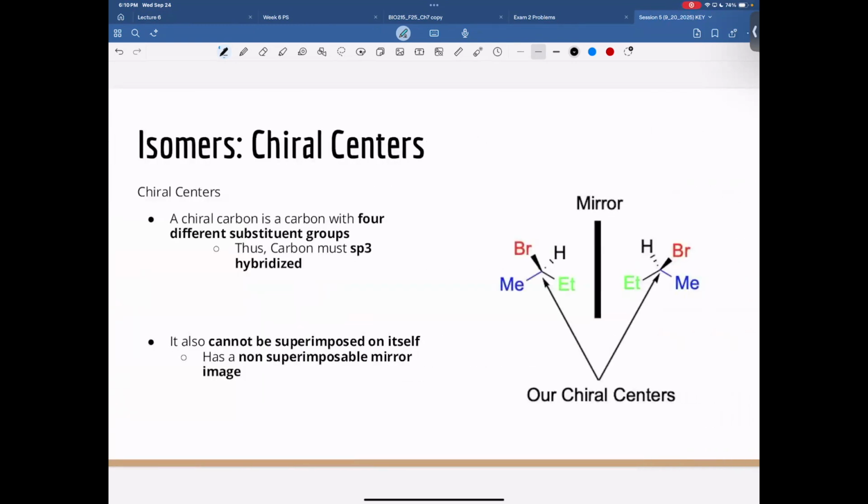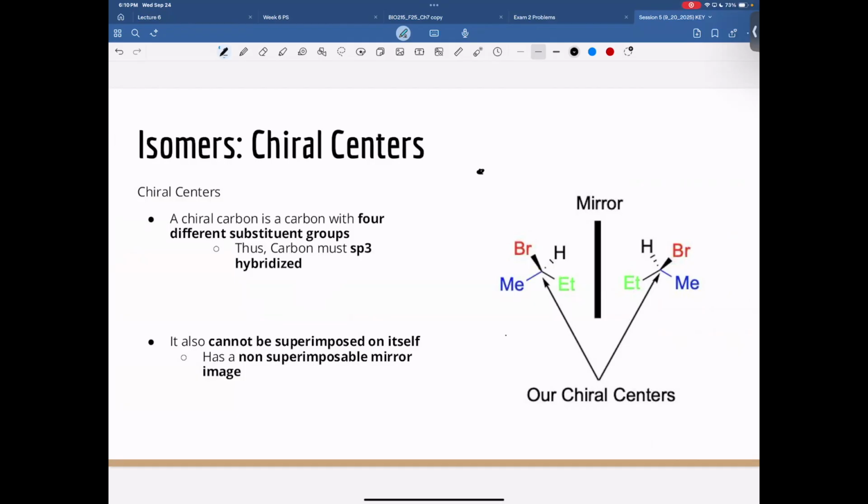Next, we're going to look at chiral centers. Chiral centers are pretty important. You'll see them a lot in organic chemistry 1 and 2, and you'll see them in biochemistry. So it's very important that you comprehend what chiral centers are. A chiral center is a carbon with 4 different groups on it. It's very important that there are 4 different groups.